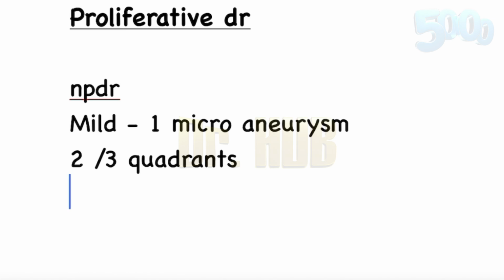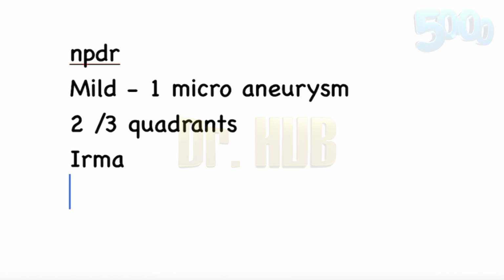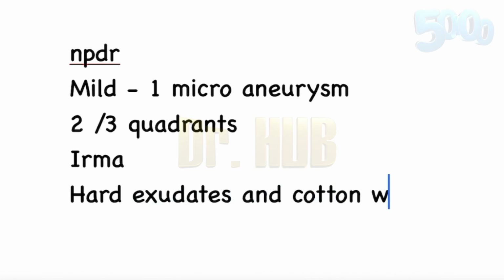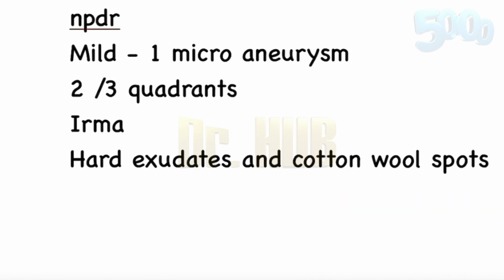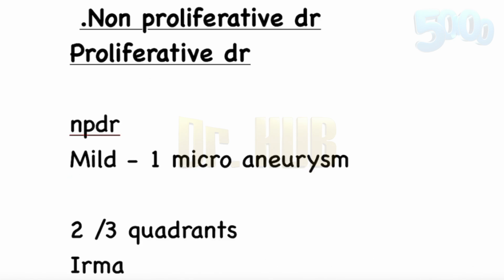Next, what is to be noted is there are early mild intraretinal microvascular abnormalities, which we write as IRMA. There are also hard exudates and cotton wool spots, which may or may not be present. So we saw mild, and then we saw moderate. Now we have severe, which has something known as the 4-to-1 rule.